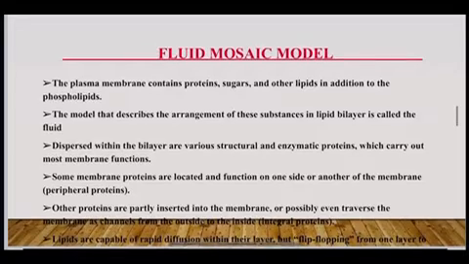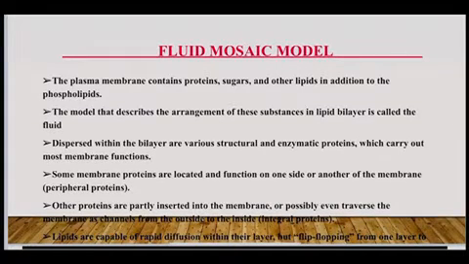Let's talk about the fluid mosaic model. The plasma membrane contains protein, sugar, and other lipid in addition to the phospholipid. The model that describes the arrangement of these substances in the lipid bilayer is called the fluid mosaic model. Dispersed within the bilayer are various structural and enzymatic proteins which carry out most membranous functions.